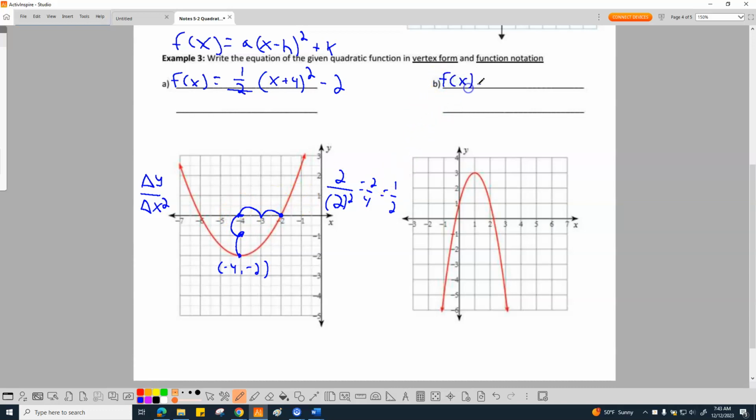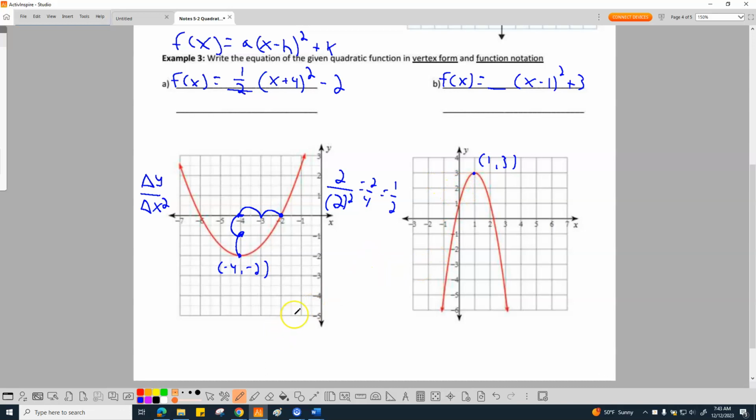f(x) equals, I'm going to find the vertex, which in this case is (1, 3). My A, I don't know what it is yet. x, since this went over right, it lies. (x - 1)² + 3. You should be able to get that pretty quickly now at this point. Maybe a little thought, but that's what we're looking for.